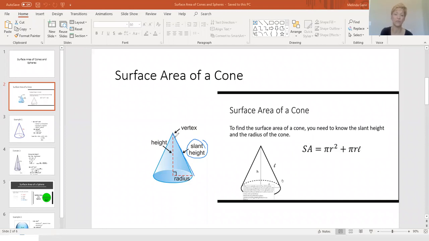We'll need it when we do volume in a little bit, but not today. So that height, but we're talking about this slant length. So that's the formula that we're going to use. So let's go work just a couple of examples to make sure that everybody's good. I don't foresee a problem at all.